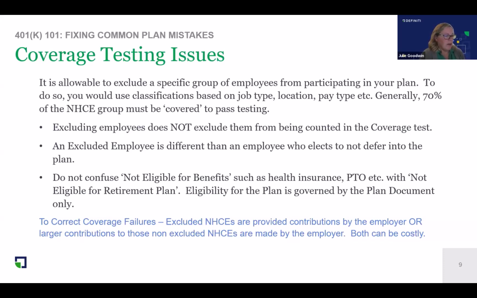Again, you can provide the employer contributions, larger contributions maybe to those who are being made. But again, this could be costly. So just make sure that you work with somebody when you're talking about exclusions to make sure that you are not digging a hole for the plan or incurring an unexpected expense in any one year.